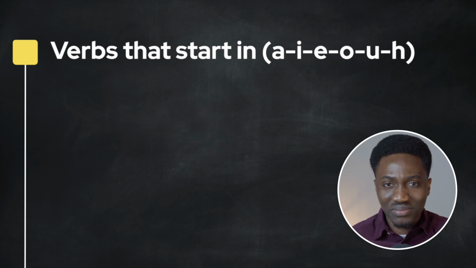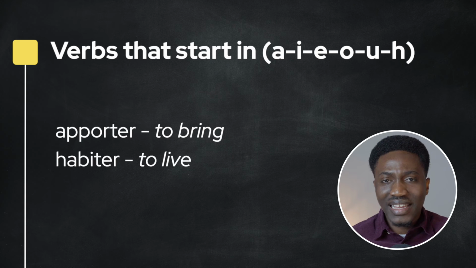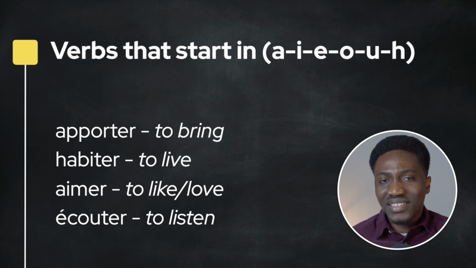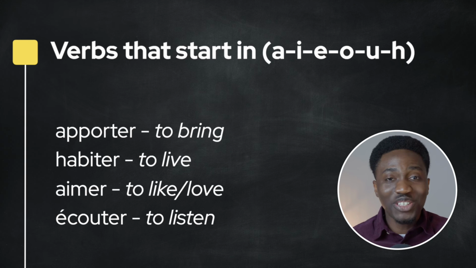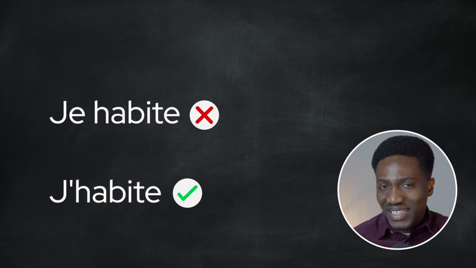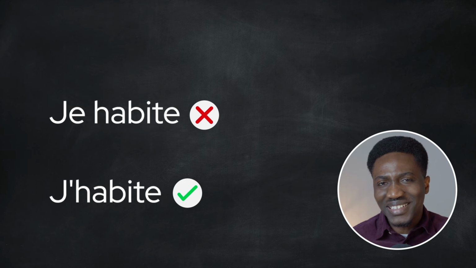Or a mute H, like apporter, like habiter, like aimer, like écouter. These verbs start with a vowel or a mute H. So the only difference is that in the je form, the E will elide and turn to an apostrophe. Okay? Let's give concrete examples.